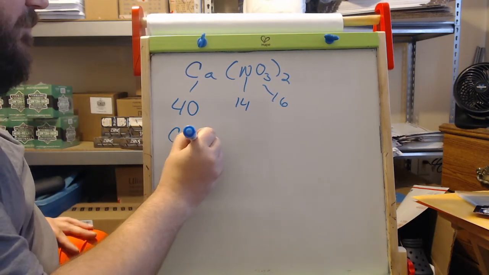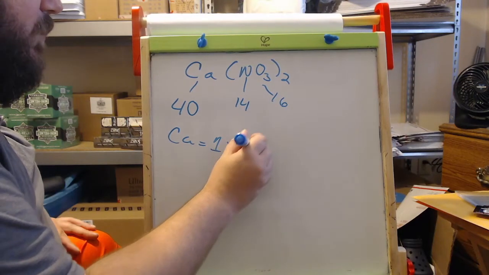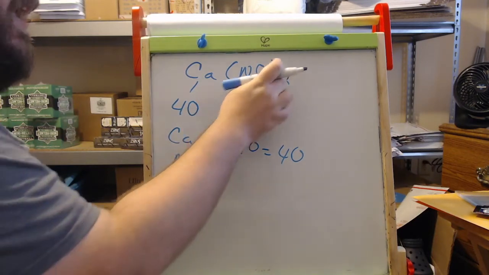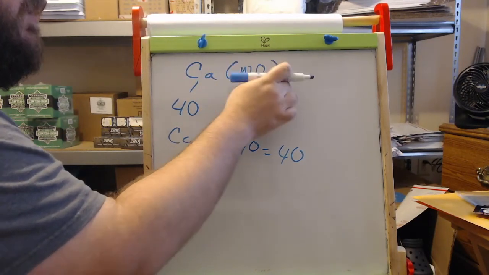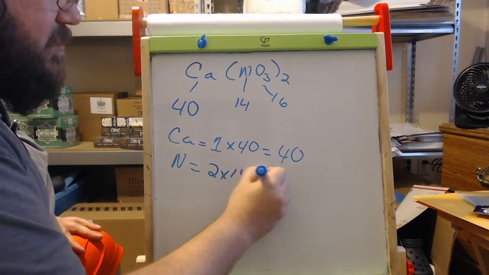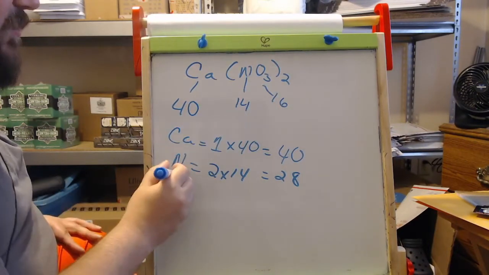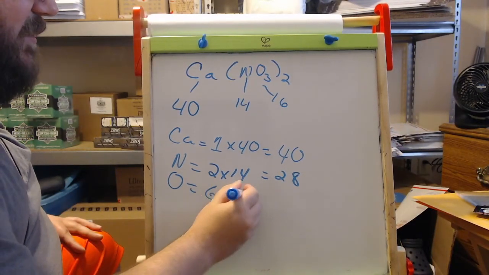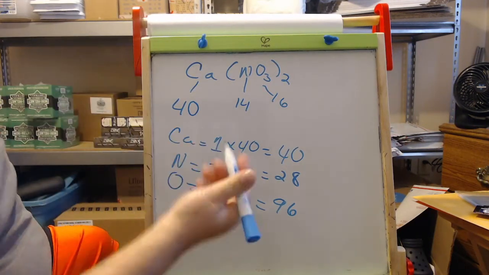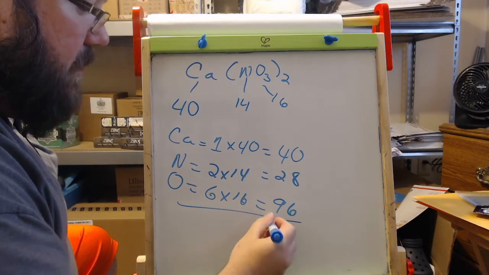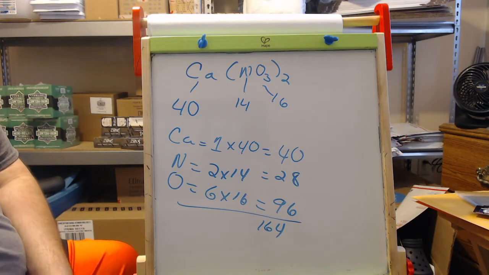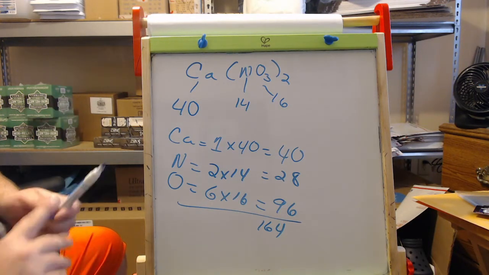So I've got one calcium, and I multiply it by 40, so I've got 40. For nitrogen, I have two of them because I've got to distribute the parentheses, so 2 times 1 is 2, and 2 times 14 is 28. And then 3 times 2, I've got 6 oxygen at 16 apiece, which is 96. If I add this all together, 164 would be the mass of calcium nitrate.